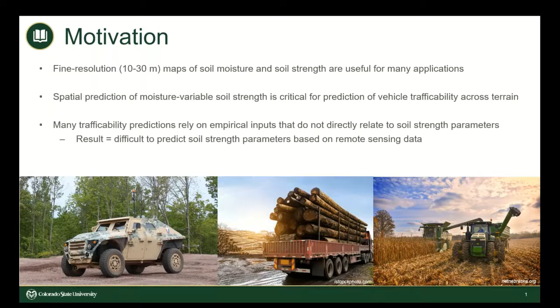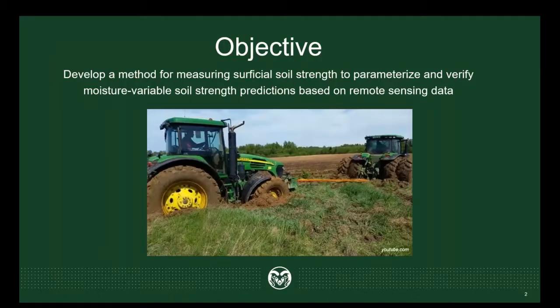Spatial prediction of moisture variable soil strength is really important for predicting the trafficability of vehicles across terrain. However, many of the current vehicle trafficability models rely on empirical inputs that don't directly relate to soil strength parameters. As a result, it's difficult to predict soil strength based on remote sensing data. So the objective of this study is to develop a method to measure surficial soil strength in order to parameterize and verify moisture variable soil strength based on remote sensing data.